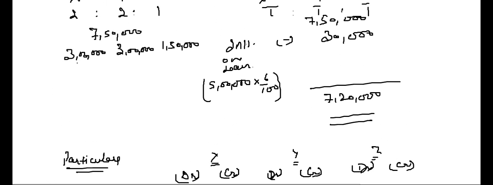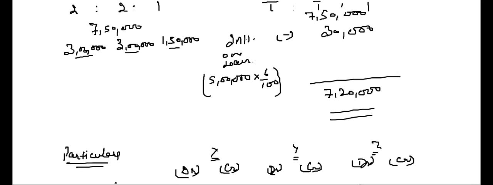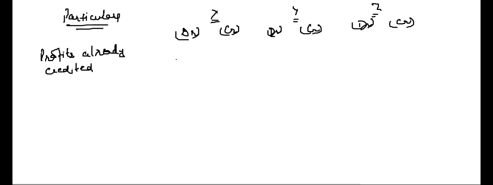Already credited profits are 3 lakh, 3 lakh and 1,50,000. These have been wrongly credited. Now I will debit this amount: 3 lakh, 3 lakh and 1,50,000. Clear?